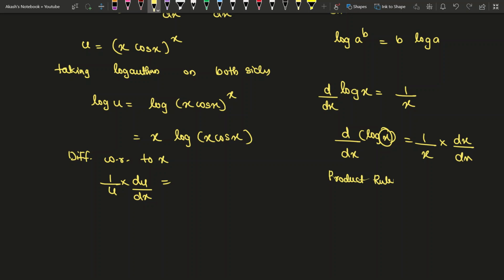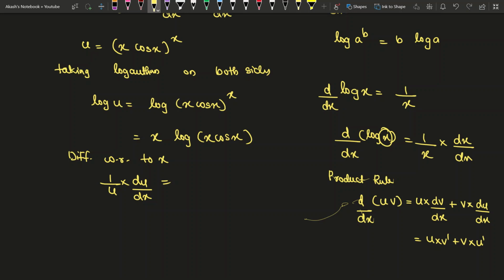For example, if u and v are two different functions, if you are differentiating, that means if you are taking d by dx of two functions, let it be u and v. U is the first function, v is the second function. What should you do now? You should take the first function into derivative of the second function plus second function into derivative of the first function. Or you can directly write it as u into v dash, v dash means derivative of the second function, plus v into u dash. U dash is the derivative of the first function.